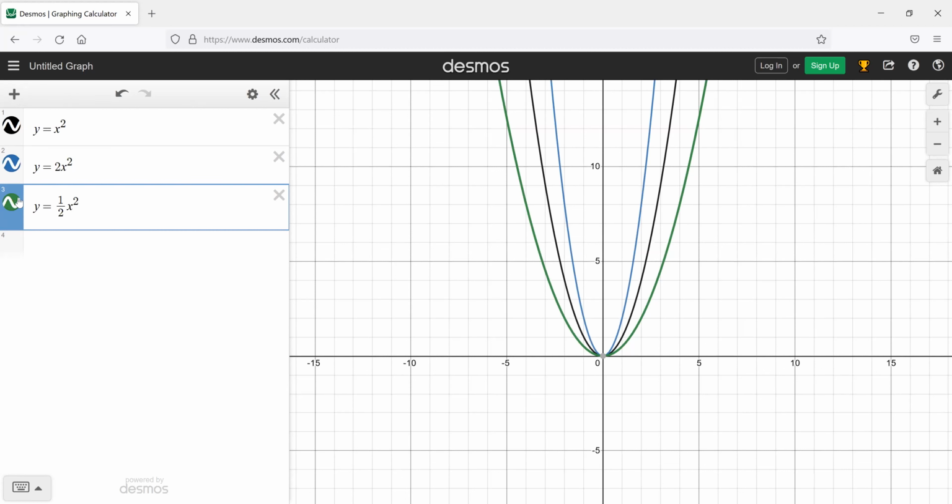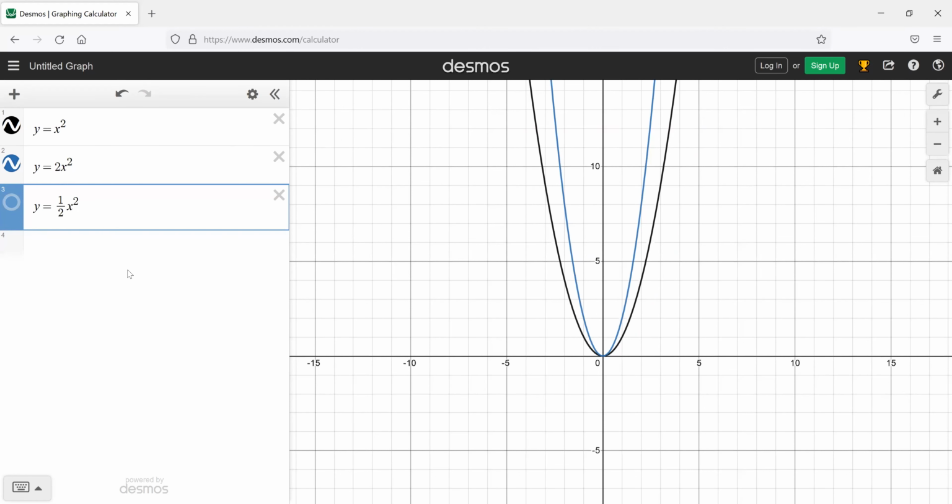So, if the number in front is less than 1, it stretches it horizontally. Oh, right. I'm sorry, or compresses, not stretches. It's a stretch or a compression depending on where the number goes. Okay, so this 2 is actually like pulling it up, believe it or not.